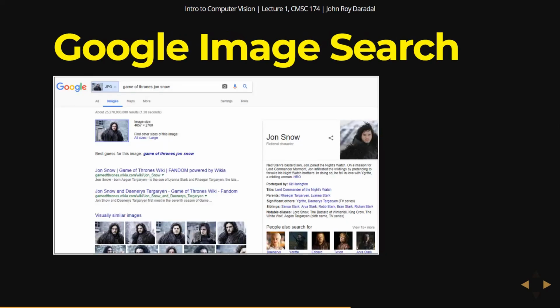So you've probably seen this in the Google image search. So instead of inputting a keyword, you input an image and it will show you visually similar images. So how does it do that? Basically there's a comparison of images from the one that you gave and the ones that are already existing in the database.